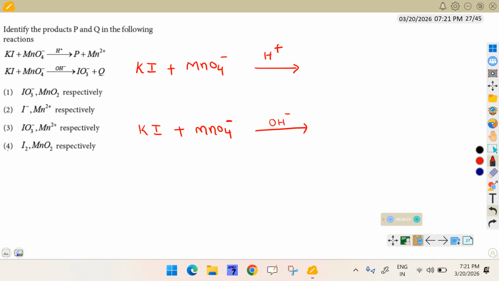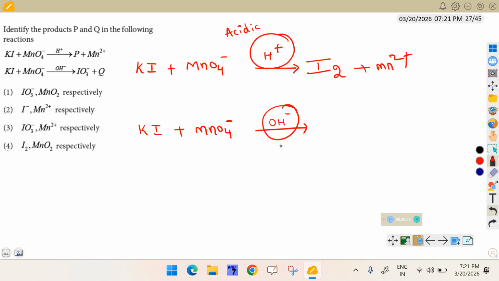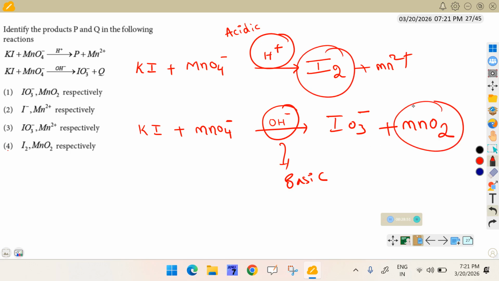KI plus MnO4 minus H plus. H plus indicates the chemical reaction takes place in acidic medium. KI is converted to I2 plus Mn2 plus. KI plus MnO4 minus OH minus. Okay, the chemical reaction takes place in basic medium. IO3 minus, in basic medium the number of electrons difference is 3. So it is converted to MnO2. The fourth option is the correct option.